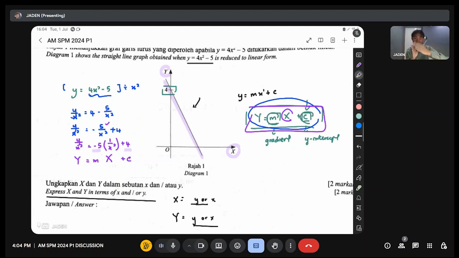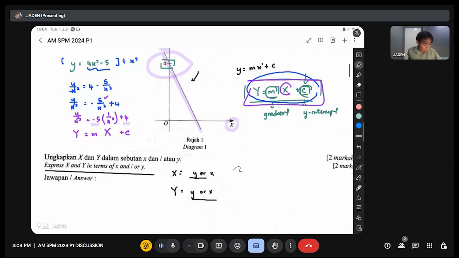Especially, you have to align with the diagram that we have over here. Your y-intercept, pintasan y, is positive 4. So over here, how do I make it to answer like this? You use a method called comparison, perbandingan. So comparing the position of y here with the equation that you did, your answer should be Y equal to y over x squared.